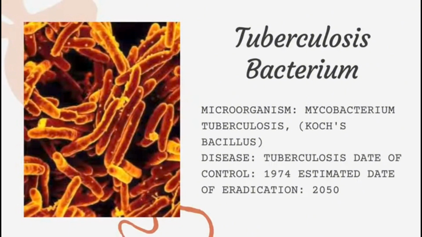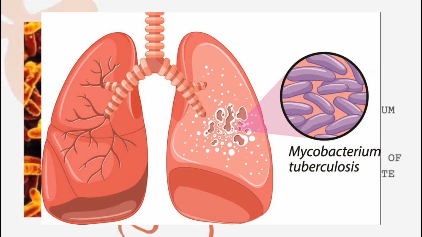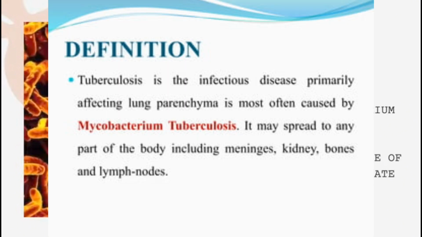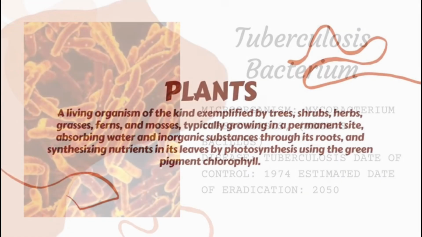For the last example of microorganism, we have tuberculosis bacterium. So, what is the effect of tuberculosis bacterium on the human body? As you can see, it affects our lungs. So, what is the definition of tuberculosis? Tuberculosis is an infectious disease primarily affecting lung parenchyma, most often caused by Mycobacterium tuberculosis. It may spread to any part of the body, including meninges, kidney, bones, and lymph nodes.